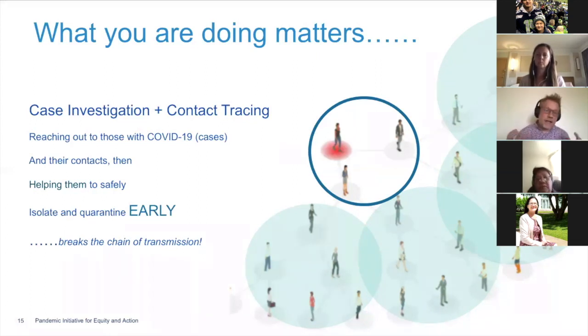And by identifying their contacts and reaching out to their contacts and helping their contacts understand their need to quarantine, we can then prevent the onward spread of this disease. So case investigation and contact tracing are critical to prevent the chains of ongoing transmission. Next slide.